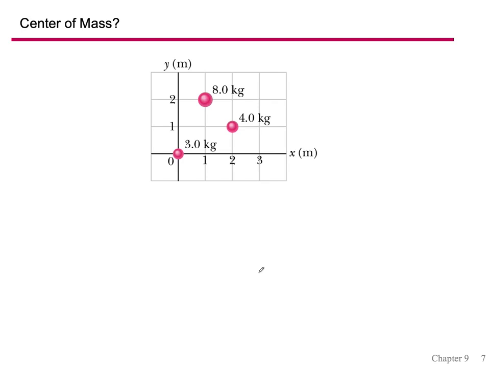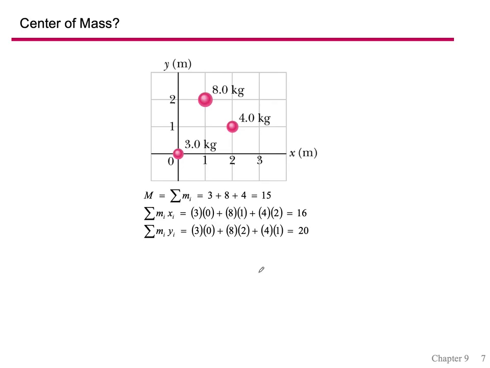Let me give you a quick example. Here's just in 2 dimensions. Where's the center of mass located for this system? Well, let's first of all do it in terms of x. In this case, taking each mass, the 3 kilograms is 0 in terms of its x position, so 3 times 0, plus 8 times 1, plus 4 times 2 gives us 16.